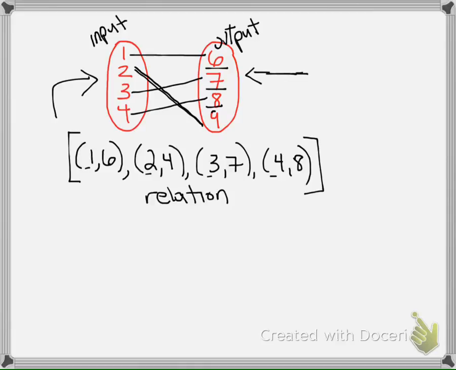which makes me realize, did you catch it? I couldn't read my own writing. That's supposed to be a 9. Okay, the 4 goes with 9. Those would be my ranges. So the domain is the X or the input, and the range is the output or the Y values.